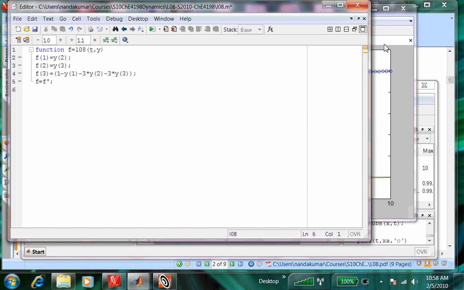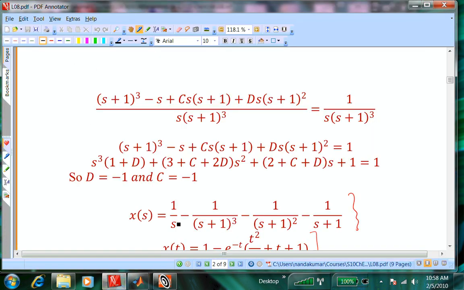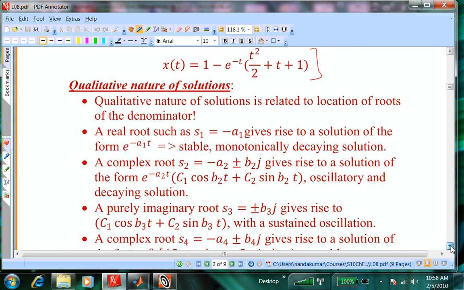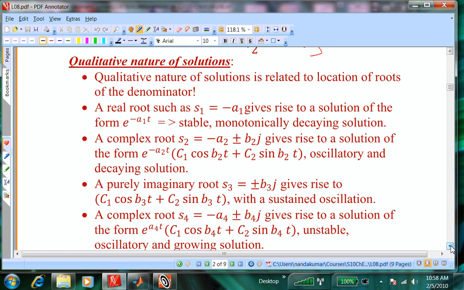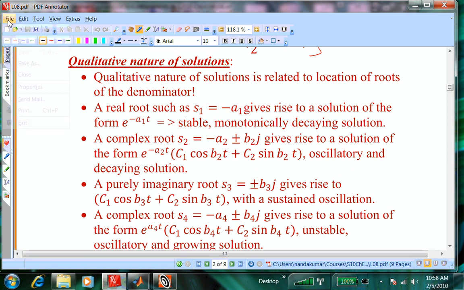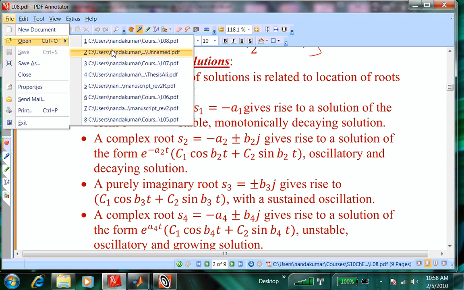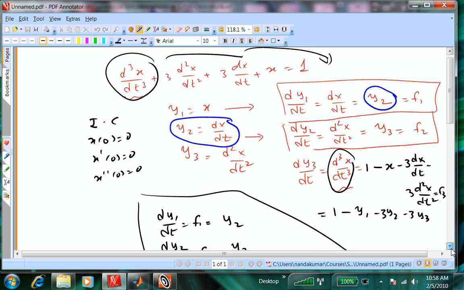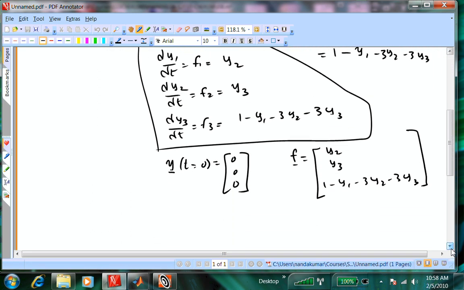Okay. Let's then move on to the next important conceptual thing, and that is the qualitative nature of solutions, okay? So we talked about these characteristic roots of differential equations as being eigenvalues. So maybe I should point out what is the relationship between the eigenvalues and this. Okay. So here I have forced the three-dimensional problem into three first-order equations. But I can also write this in the form of dy/dt equals Ay plus B.